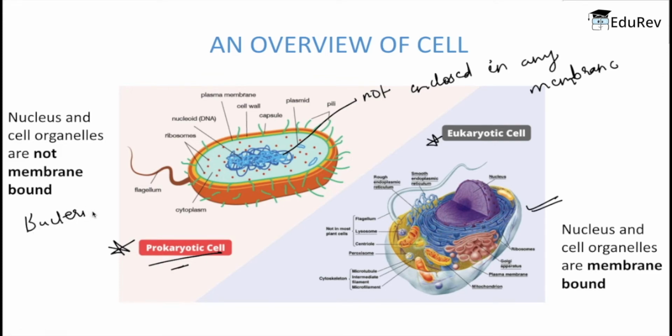The examples of prokaryotic cells are bacteria. Bacteria do not have a membrane-bound nucleus. In the case of eukaryotic cells, the examples are plant and animal cells, which have a well-developed nucleus that is also membrane bound, and all the cell organelles present inside eukaryotic cells are also membrane bound.